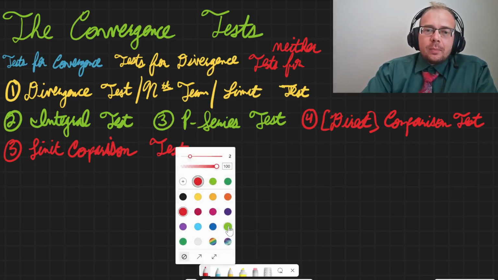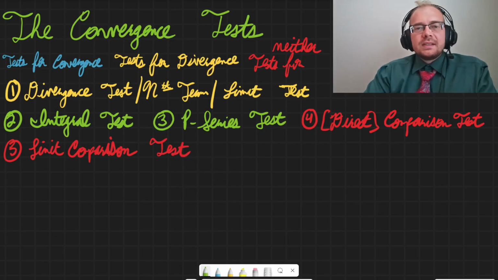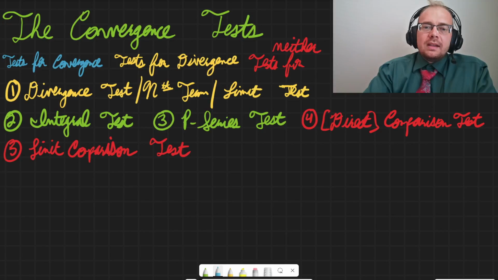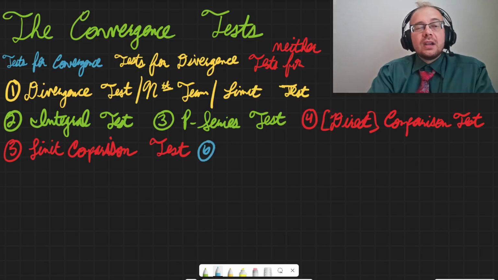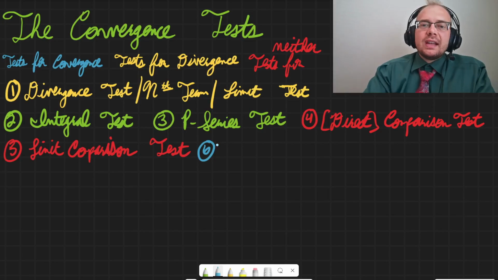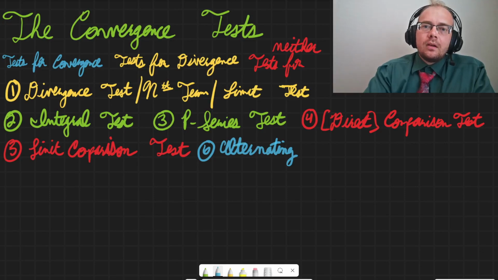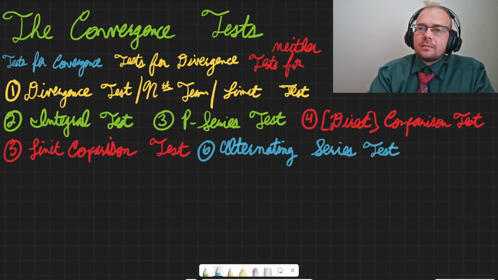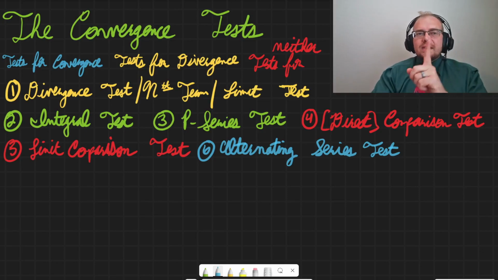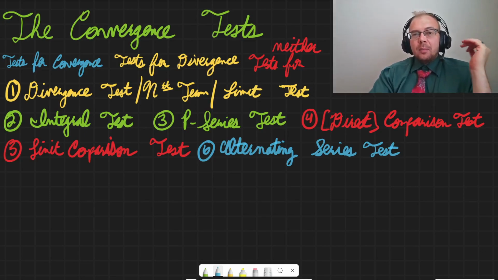Okay, let's go back to that shade of green there. Typically the next one after that is the only test that I know of that only tests for convergence. So it actually pairs really well with the divergence test. And this would be the alternating series test. There's one test that tests only for divergence, which is a great test. It's kind of restrictive, but it's really easy to use. So I like that test a lot.